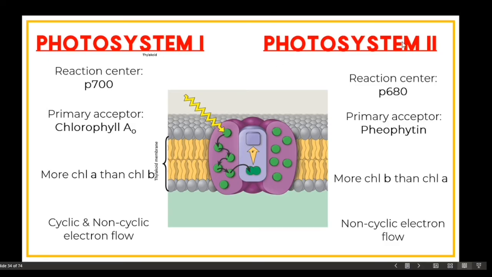On the other hand, for photosystem 2, the reaction center only accepts a wavelength of about 680 nanometers, or the special pair. The primary electron acceptor of photosystem 2, which is this one, is called the pheophytin. In contrast to photosystem 1, photosystem 2 has a lot of chlorophyll B compared to chlorophyll A, and this photosystem is only involved in the non-cyclic electron flow.